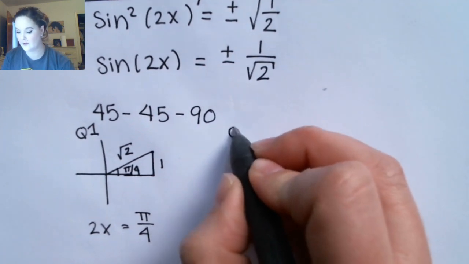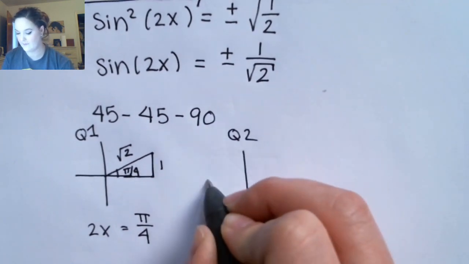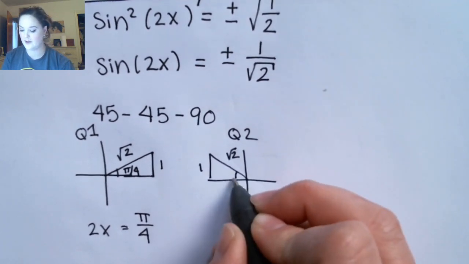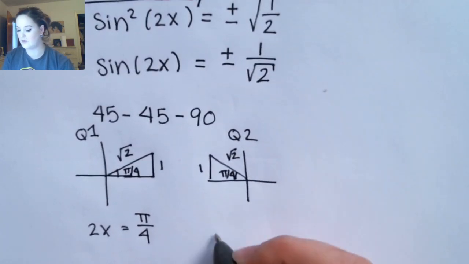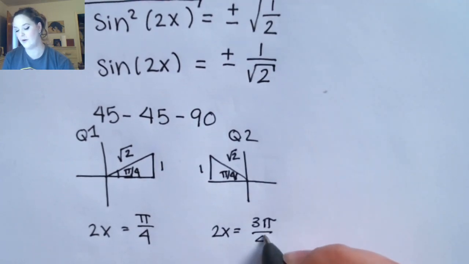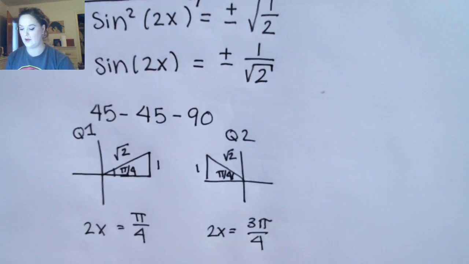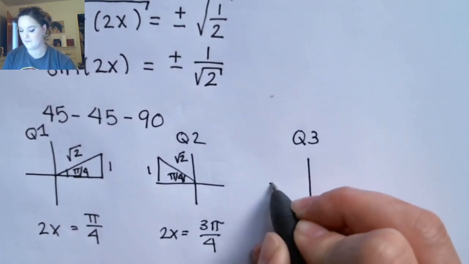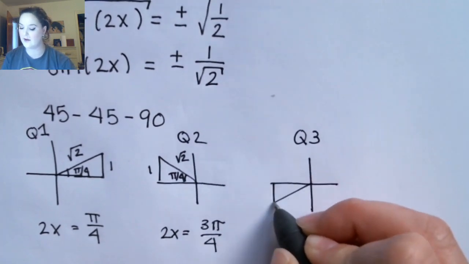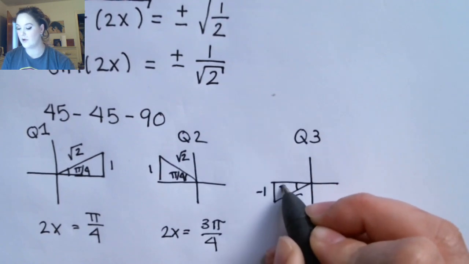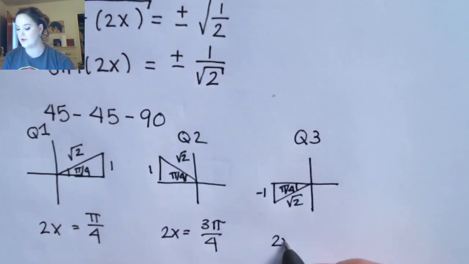Then let's look at our second quadrant. 1 over root 2 and root 2... Okay, this is a pi over 4 reference angle, which gives us our final angle of 3 pi over 4. Okay, looking at the third quadrant, now we're getting into our negative 1 over root 2, so this is negative 1 and root 2, still a pi over 4 reference angle, which gives us 5 pi over 4 as our final angle.